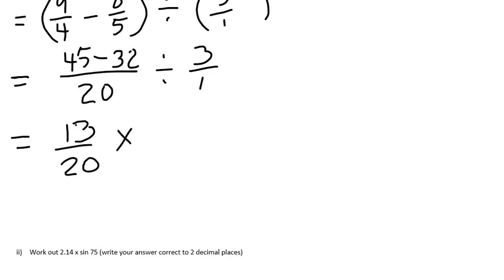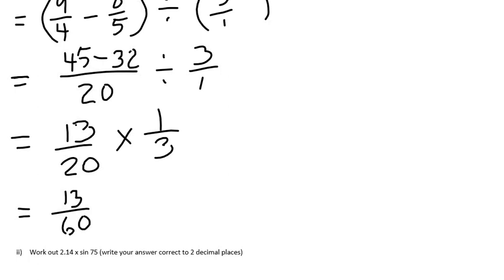We're going to change the division to multiplication and reciprocate what we're dividing by, that is, reciprocate the divisor. And that will give us 13 over 60.